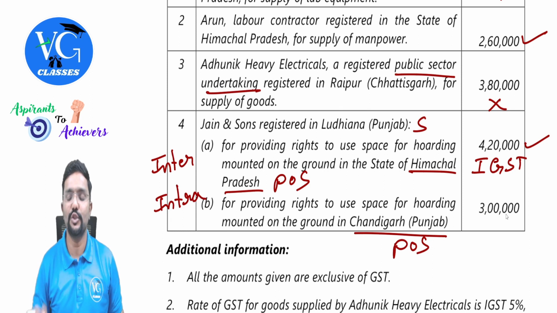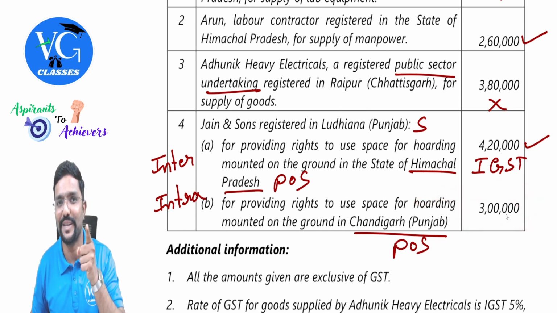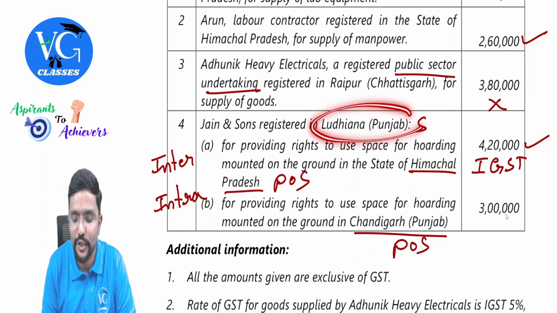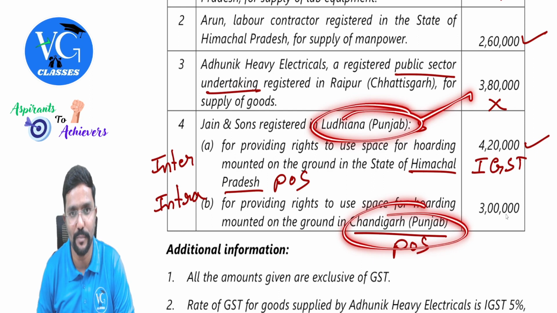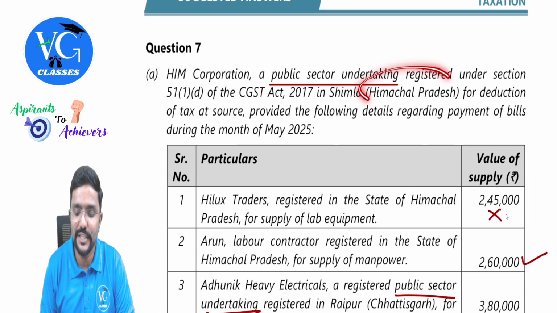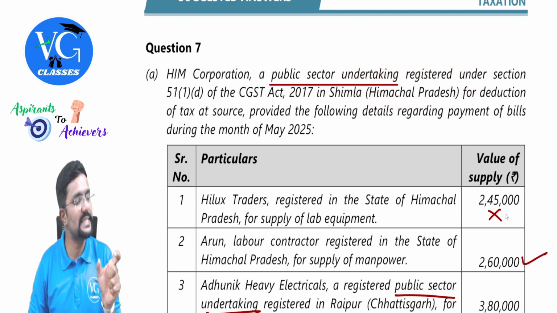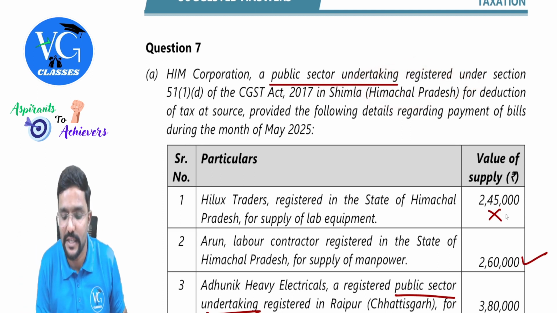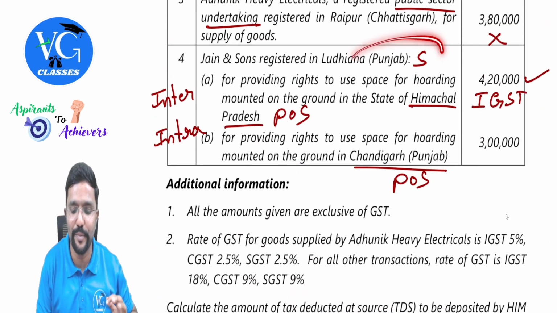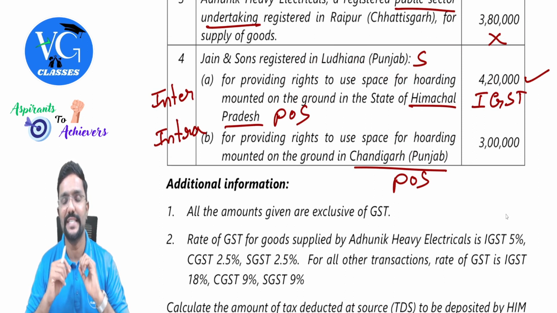But should TDS be deducted here on 3 lakh, more than 2 lakh 50? TDS is not applicable. Why, sir? I repeat, please listen here. Location of supplier and place of supply is in Punjab, whereas location of recipient is in Himachal Pradesh. So if the recipient deducts TDS, he will deduct CGST and SGST. SGST of what? Himachal Pradesh. But credit has to be passed on to Punjab. Not possible, as two states are involved.